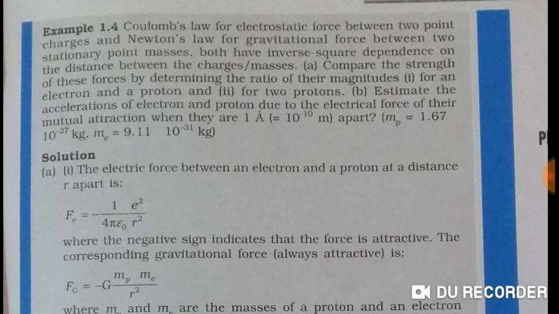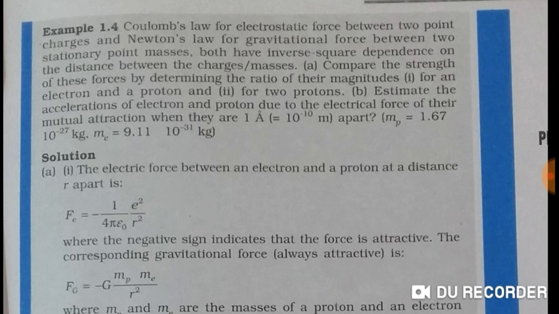Example 1.4. Coulomb's law for electrostatic force between two point charges and Newton's law for gravitational force between two stationary point masses both have inverse square dependence on the distance between the charges or masses. A. Compare the strength of these forces by determining the ratio of their magnitudes, first for an electron and a proton, and second for two protons. B. Estimate the accelerations of electron and proton due to the electrical force of their mutual attraction when they are 1 angstrom (10^-10 m) apart.